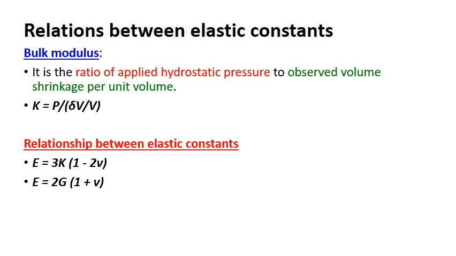E is equal to 3 times the bulk modulus into 1 minus 2 mu, that is Poisson's ratio, and E is equal to 2G into 1 plus mu.